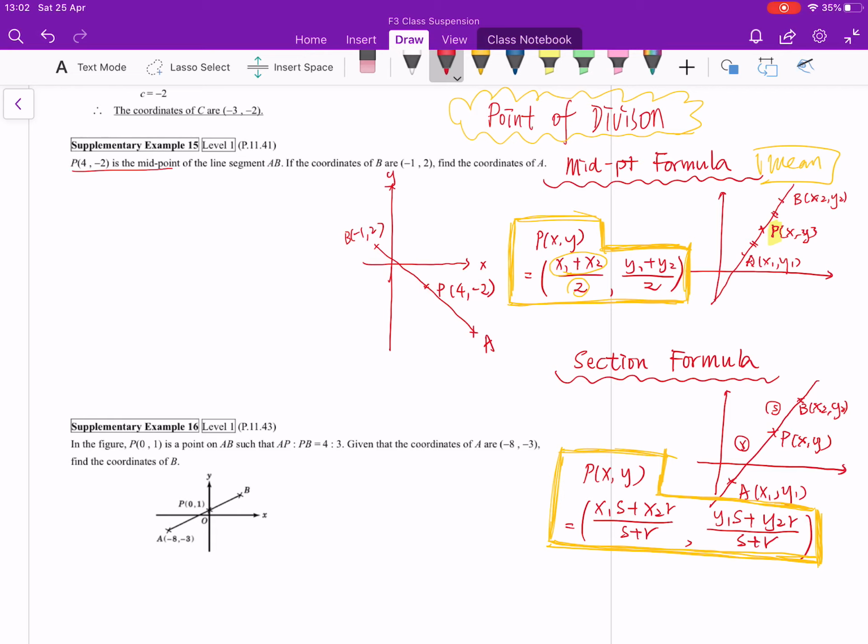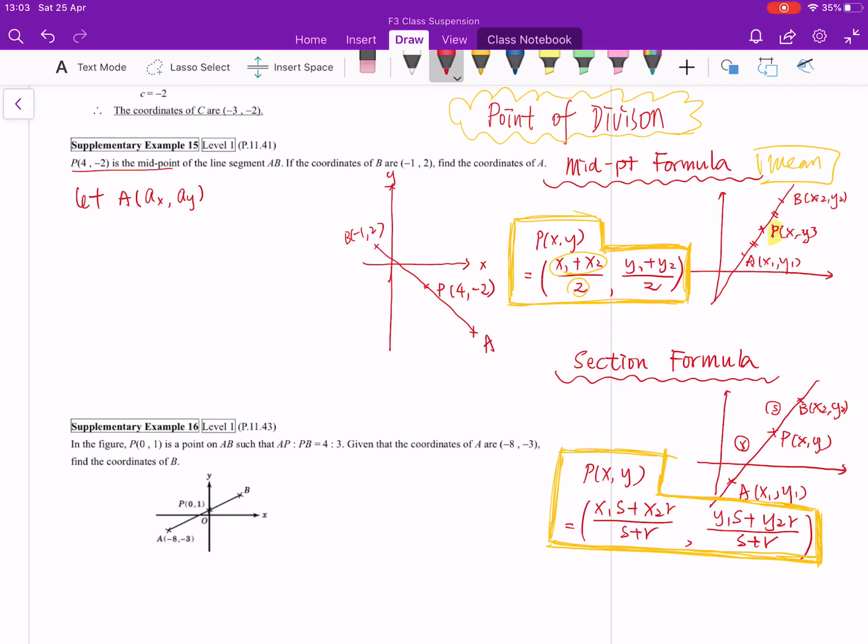The formula is used to calculate the coordinates of the point of division but not the endpoint. So this time, to calculate the coordinates of the endpoint A, you have to solve equations. So my solution is, let A be, maybe I can call it AX and AY, meaning the x coordinate of A and the y coordinate of A.